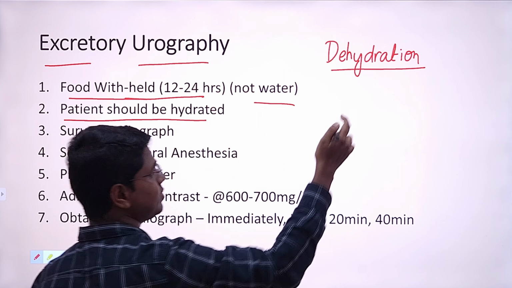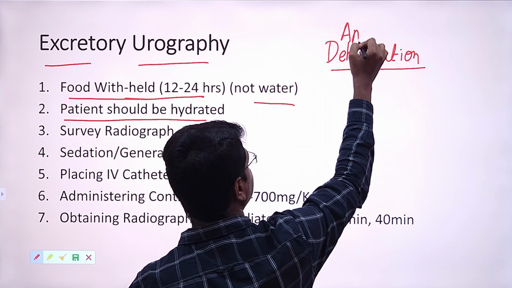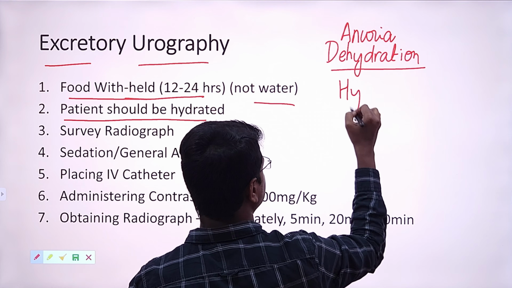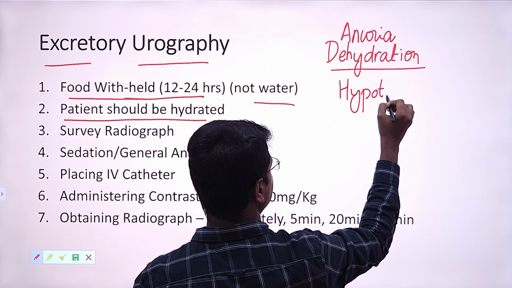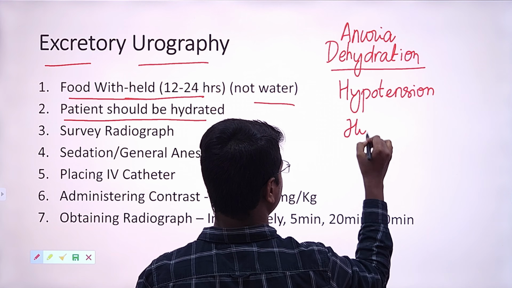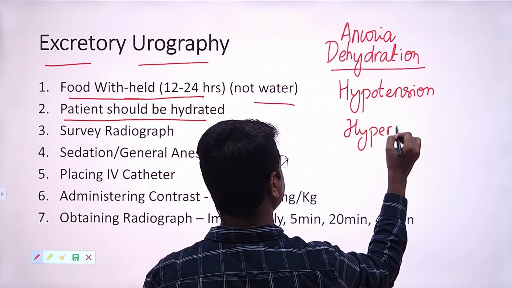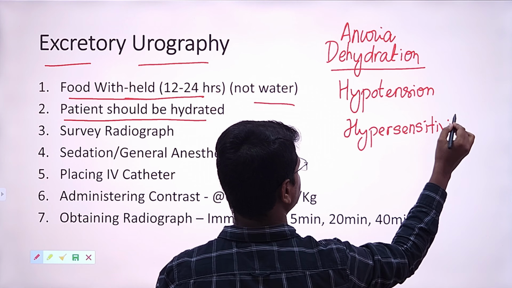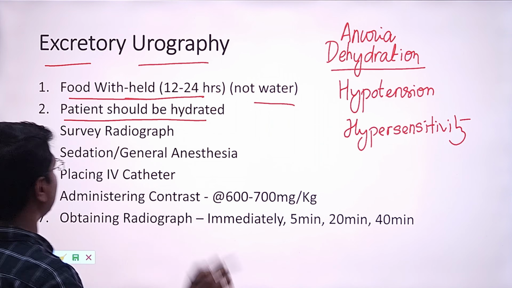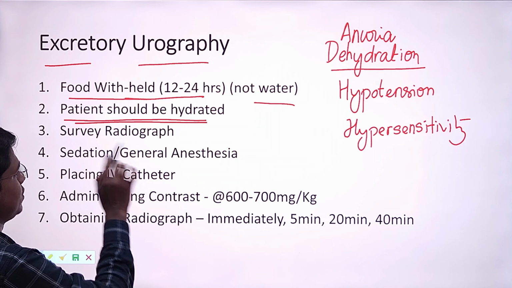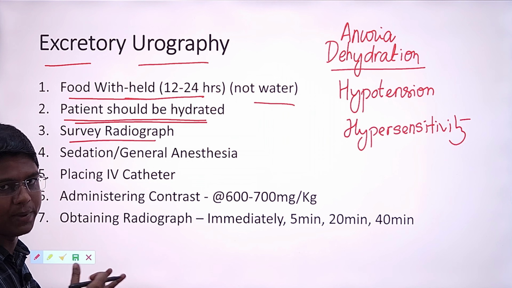There is another case in which it is contraindicated, anuria or kidney failure. Also in case of hypotension you should not use this method, and if there is a previous history of hypersensitivity, especially to the contrast agent. So the patient should be hydrated. Before doing the procedure, take a survey radiograph for comparison.